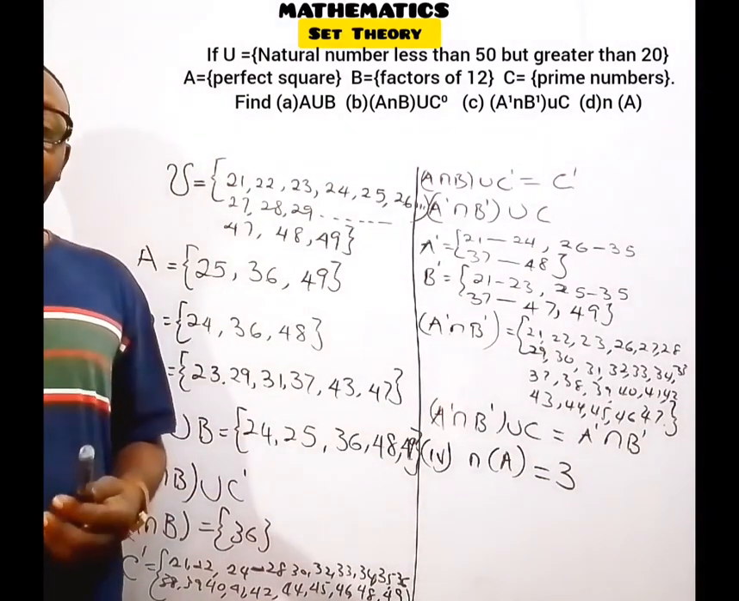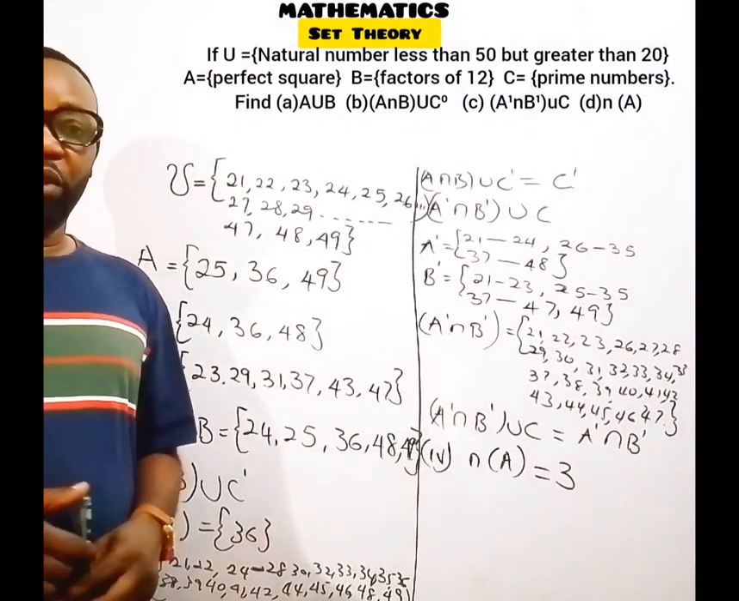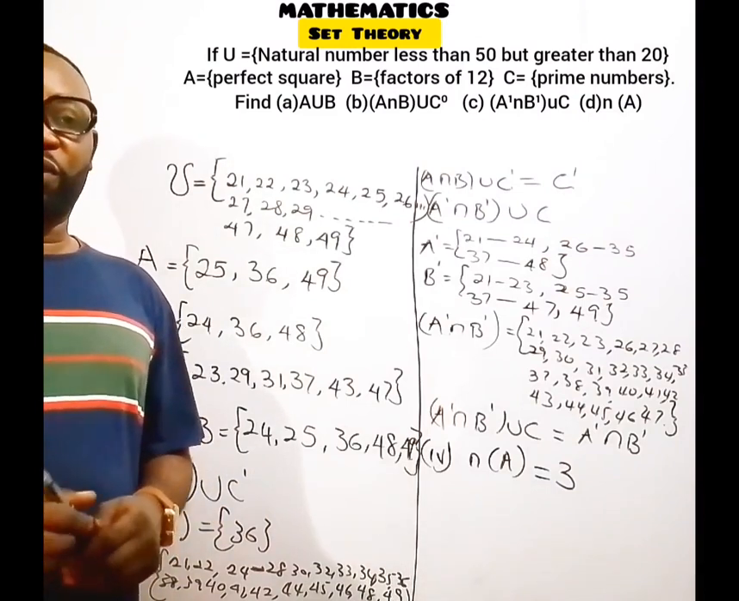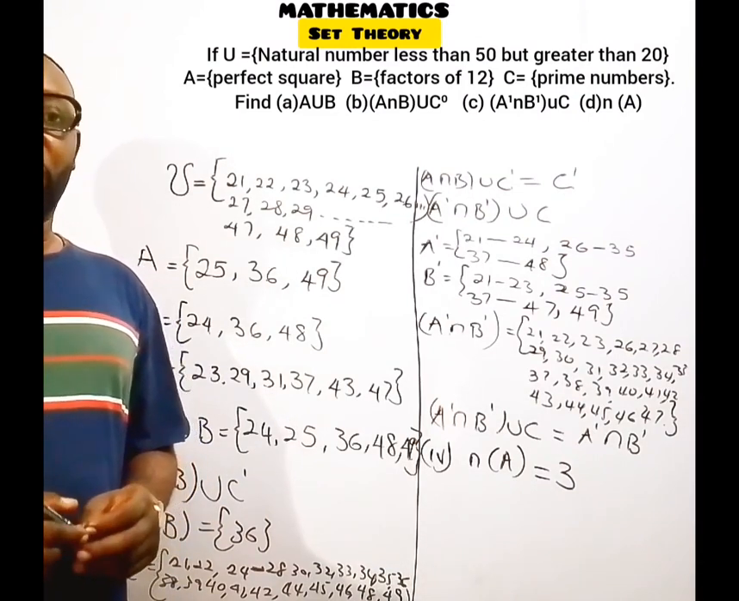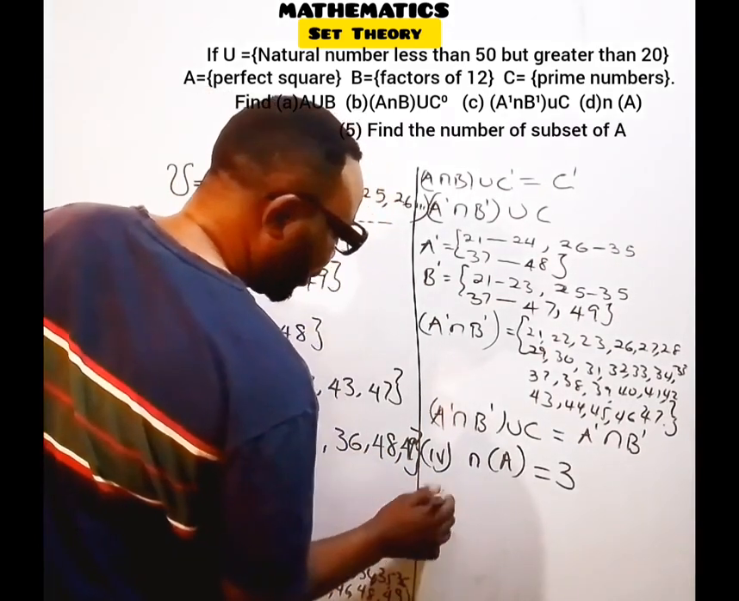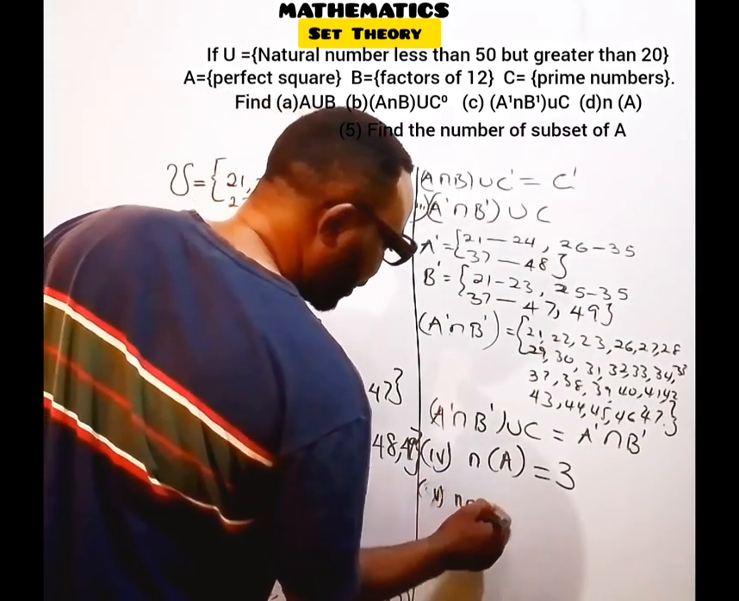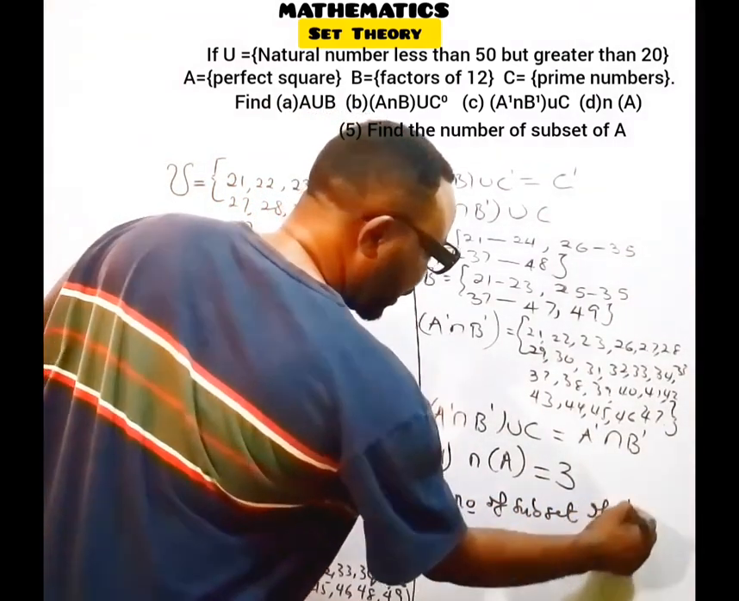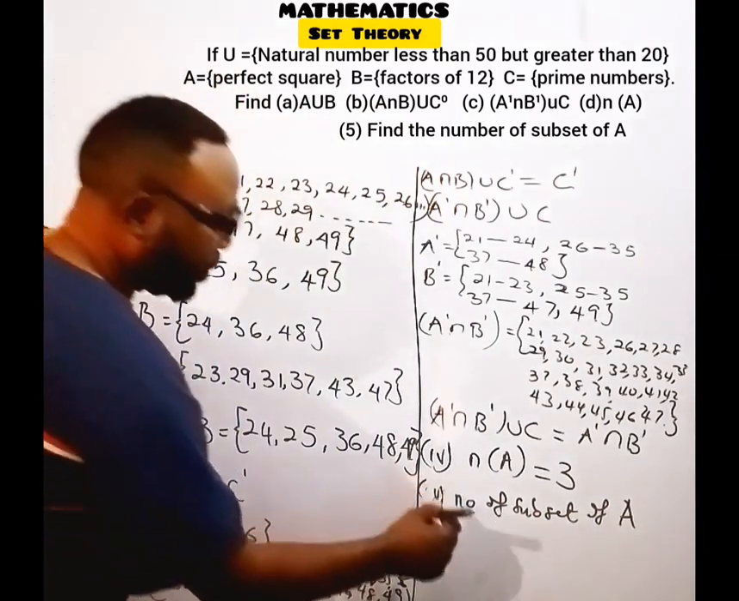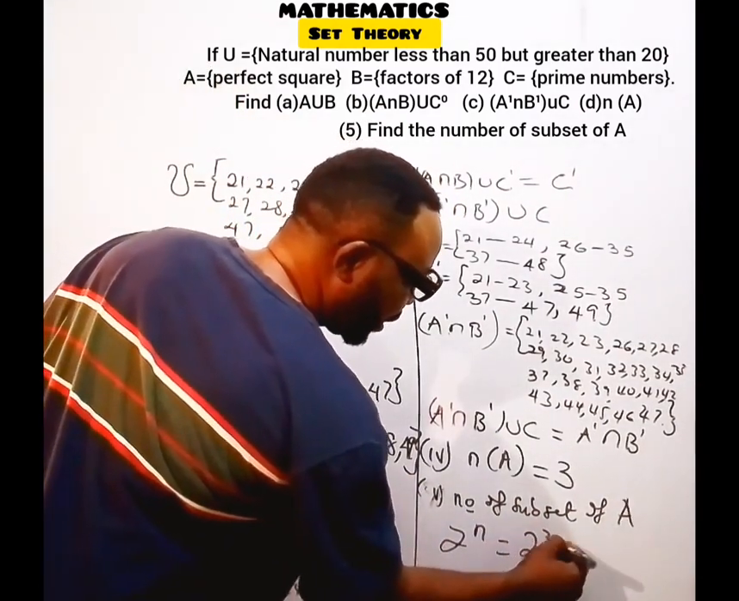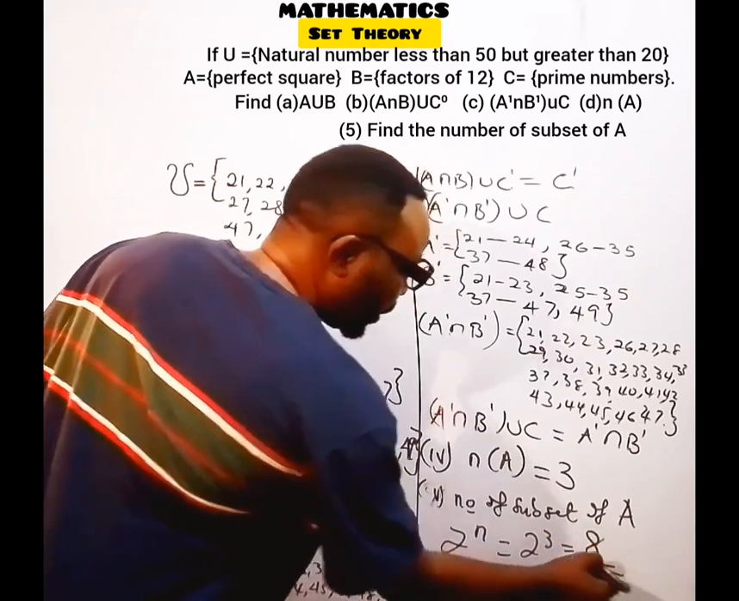In case this is not part of the question anyway, but I am now bringing it in that we are asked to find the number of subsets of A. Let me take that one as number 5 now. Number of subsets of set A will be equal to 2 raised to the power of n, which is 2 raised to the power of 3, which is equal to 8.